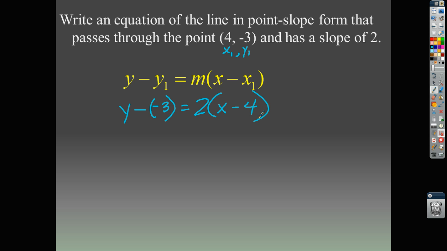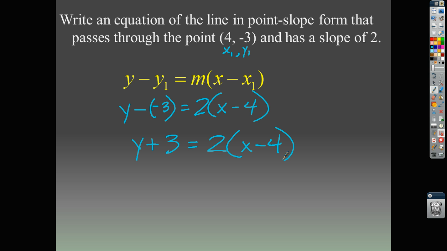Let's go ahead and rewrite this so that it looks a little bit friendlier. So it's y plus 3 is equal to 2 times the quantity x minus 4. That's what it's going to look like. That's going to be your point-slope form. So you have a point and your slope, which is 2.